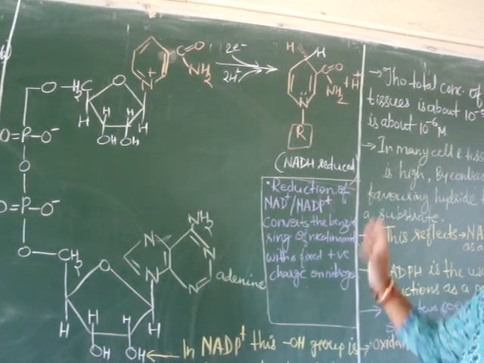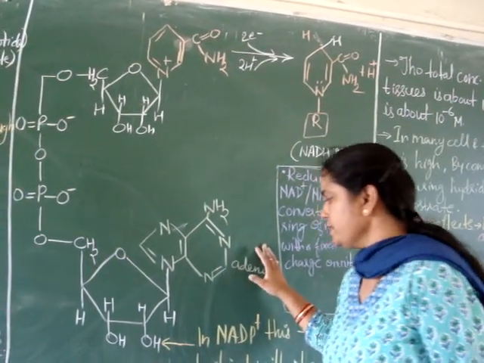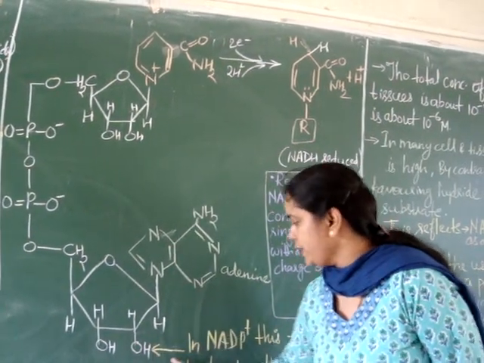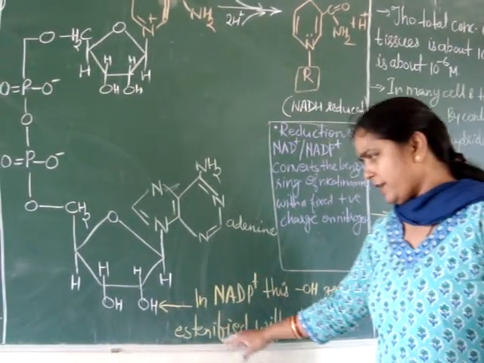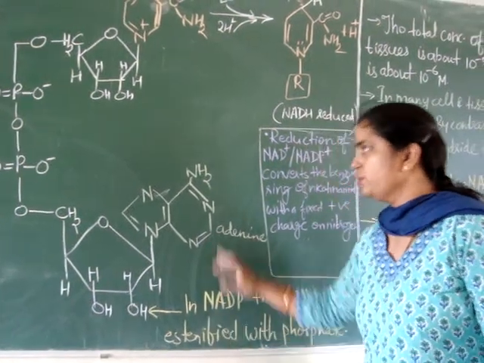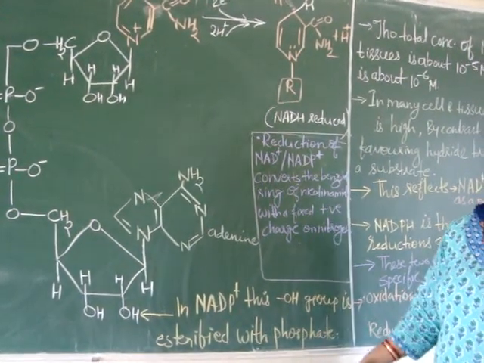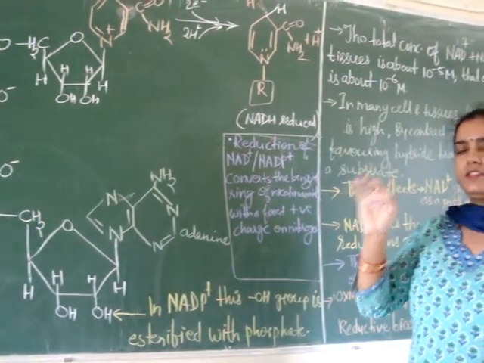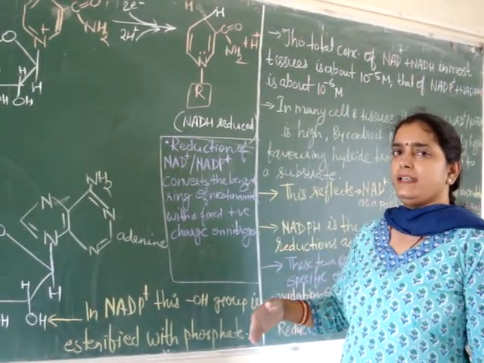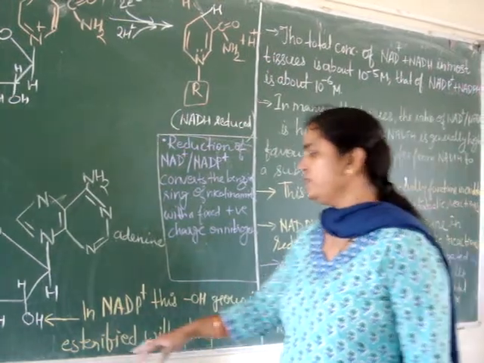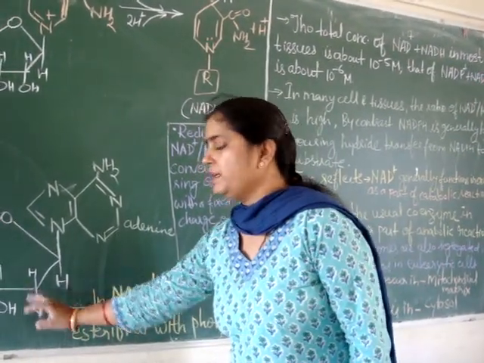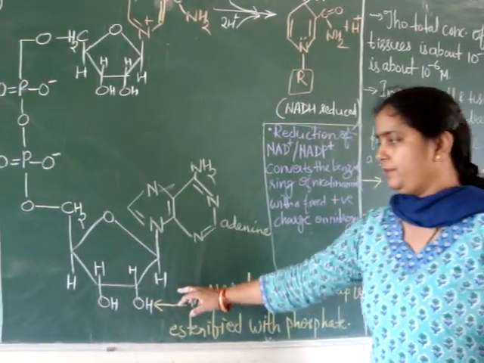Okay, now this is the structure of NAD plus, and whenever the hydroxyl group in this adenine nucleotide is esterified with a phosphate group, the structure becomes that of NADP plus. That is the only difference between the structures of NAD plus and NADP plus: the presence of an additional phosphate group in the adenine nucleotide at carbon number 2 of the pentose sugar.